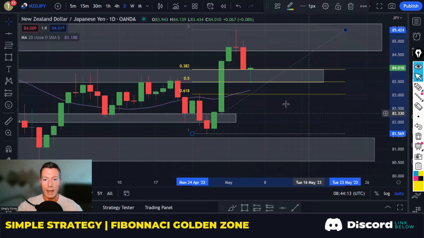And again, we've got our fib levels: 0.382, 0.5, 0.618. But we know the golden zone is in here between 0.5 and 0.618. This is the golden zone of fib retracements. What a fancy name.